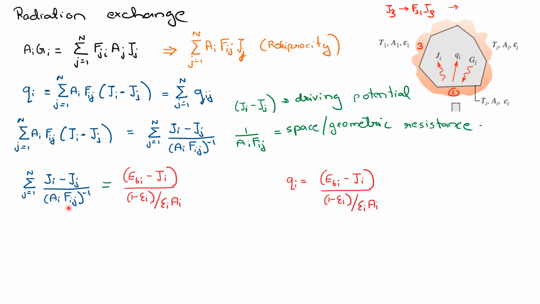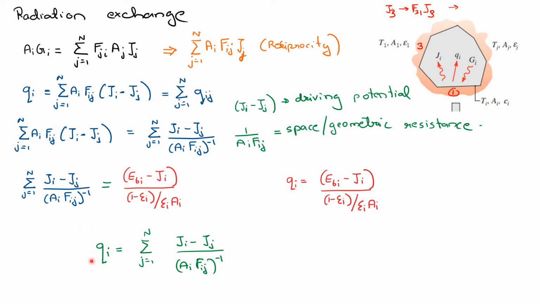So our left hand side is the potential difference, or driving potential due to radiosities, divided by the resistance due to shape factor, equals the potential due to emissivity and radiosity divided by the resistance due to radiation. This is the radiation resistance due to surface radiation.